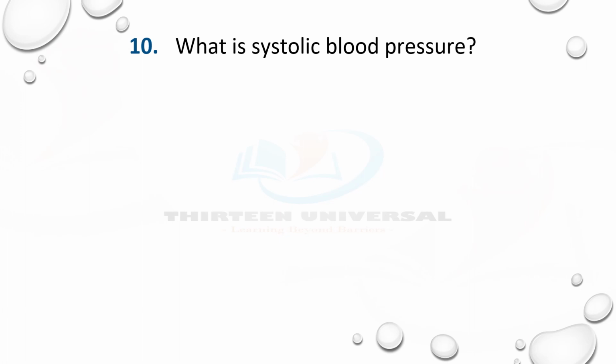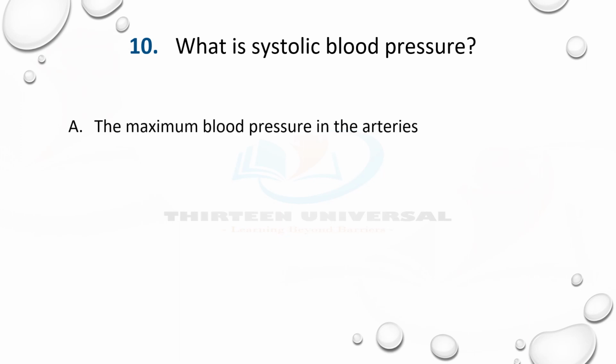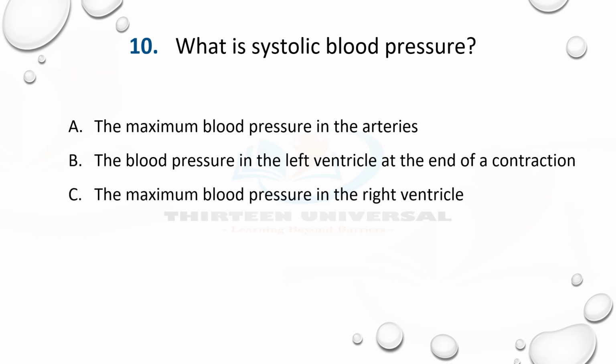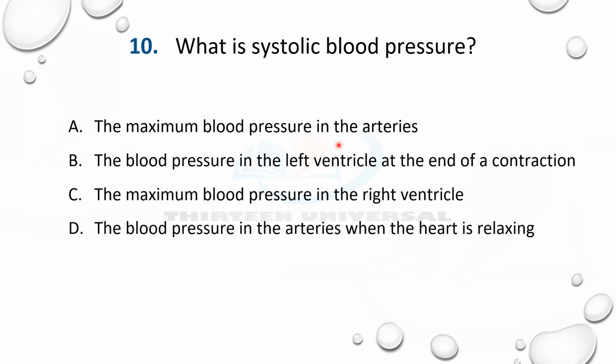Right. Now, what is systolic blood pressure? A says the maximum blood pressure in the artery. Systolic blood pressure is the pressure exerted in the arteries, the highest pressure exerted in the artery. When measuring blood pressure, systolic is measured first as the numerator. So it's the maximum blood pressure in the arteries. I think this is correct.